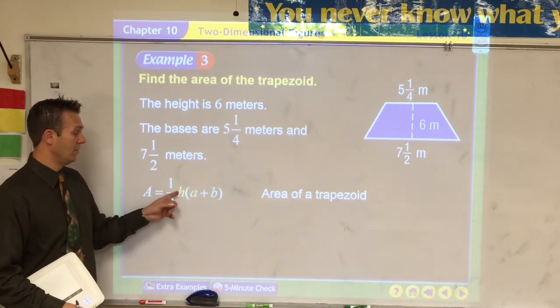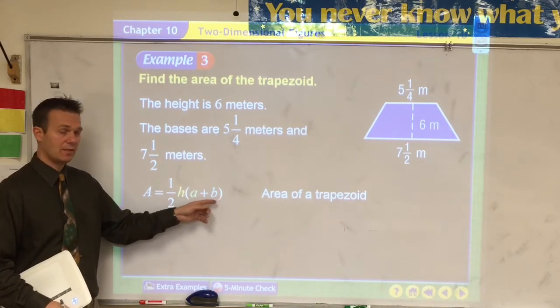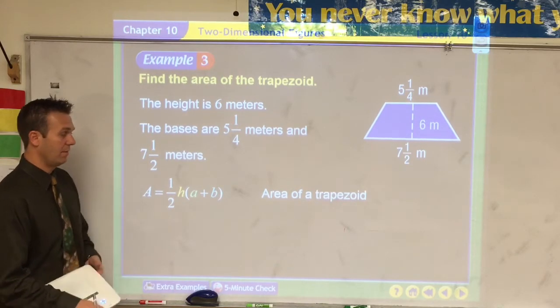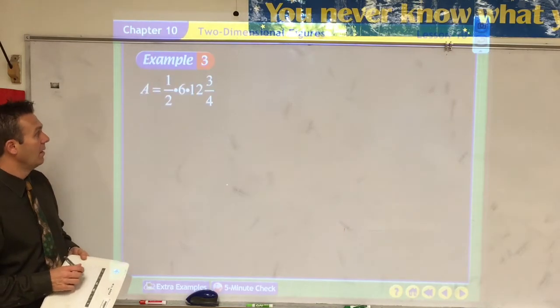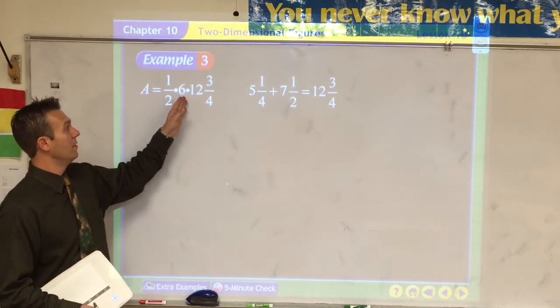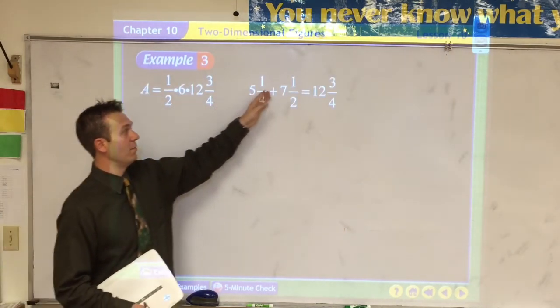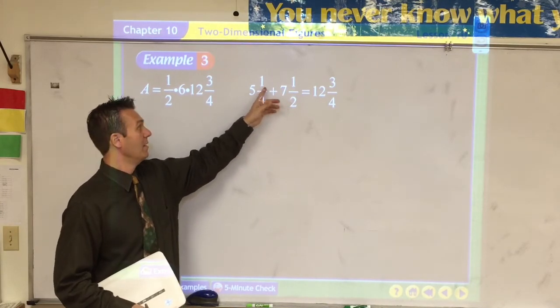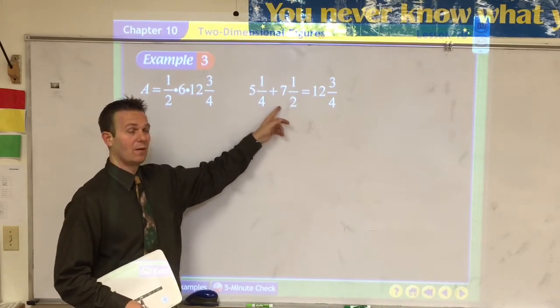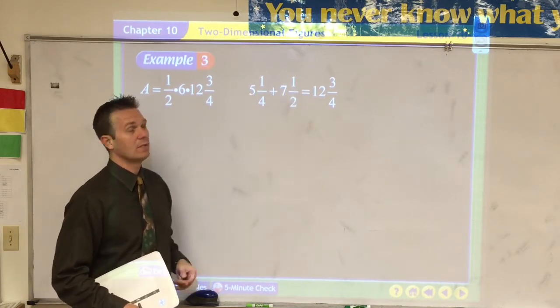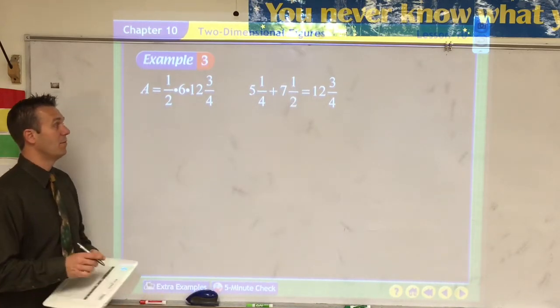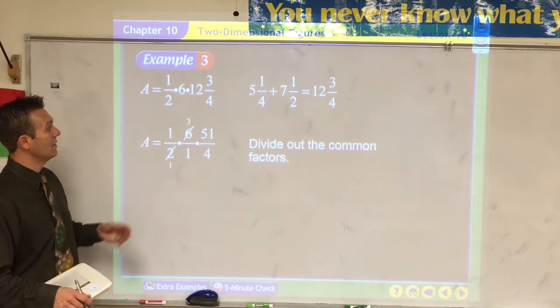Now again, you can do H with (A plus B) in parentheses divided by 2, or you can leave it this way, it's up to you. Substitute the numbers in, and before you can do anything, you have to add the 5 1/4 and the 7 1/2. Can't add them until they have a common denominator, which would be 4, so this would become 2 fourths, so you get 3 fourths, 12 3/4. Then you have to multiply that by 6.